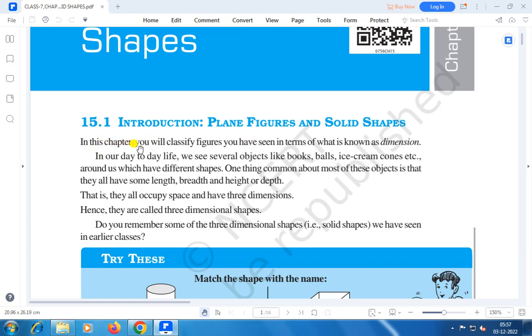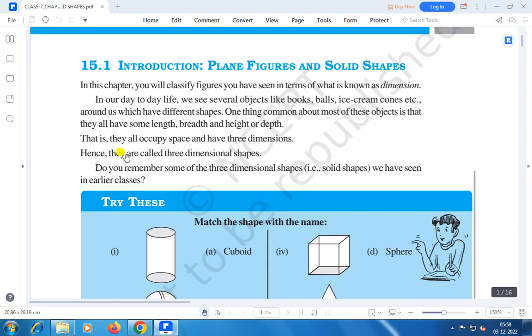In this chapter, you will classify figures you have seen in terms of what is known as dimension. In our day-to-day life, we see several objects like books, balls, ice creams, cones, etc. around us which have different shapes. One thing common about most of these objects is that they all have some length, breadth and height or depth. That is, they all occupy space and have three dimensions. Hence they are called three-dimensional shapes.